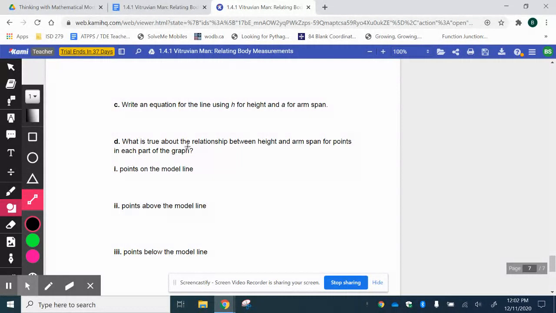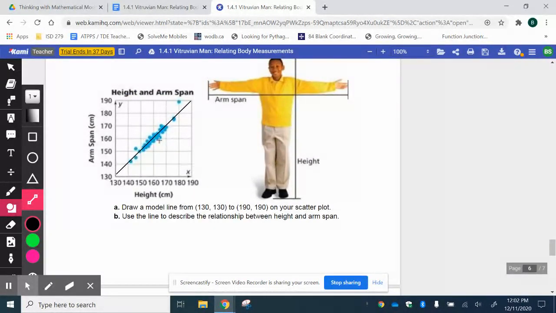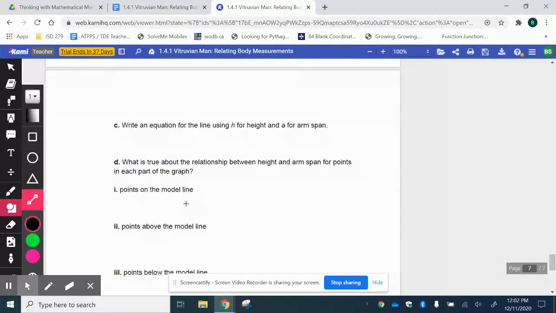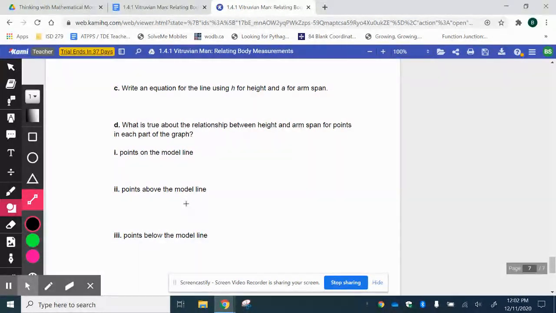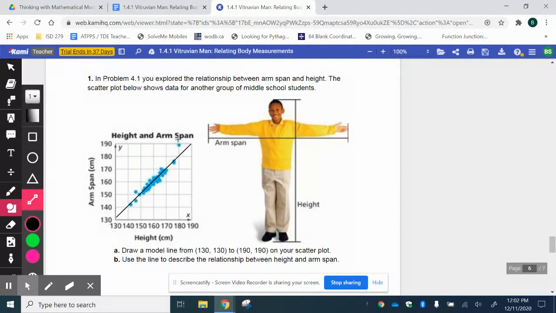And what is true about the relationship between height and arm span for points in each part of the graph? So you're looking for points on the model line. So points that go through, or the line, points that this line goes through. Points above the model line. So points like this top one here. All of these points above the line.